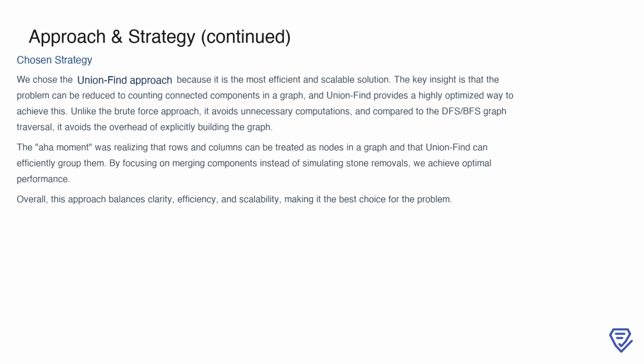The breakthrough came from recognizing that rows and columns could be treated as nodes in a graph, allowing union find to merge components dynamically and efficiently. By focusing on grouping stones rather than simulating their removal, we achieve both clarity and performance. This balance of simplicity, efficiency, and scalability makes the union find approach the best strategy for solving this problem effectively.